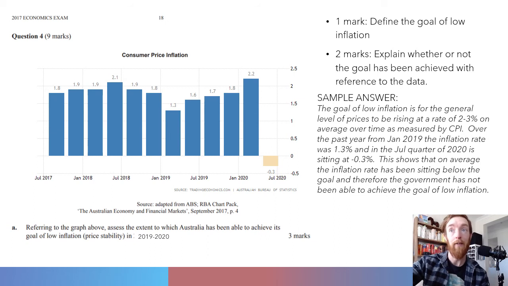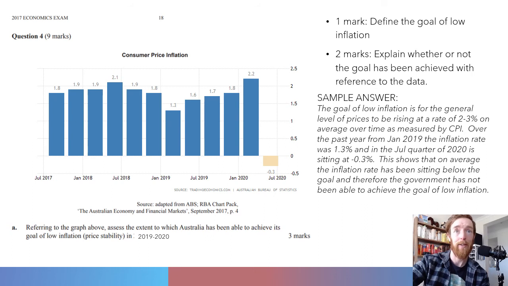Best thing out of this question for 3 marks is just straight to the point. The goal, how it's been going on average, hasn't been achieved. 1, 2, 3, bang, you're done. Carry on and get those marks fairly easily. I'd love them to have a question like this again.